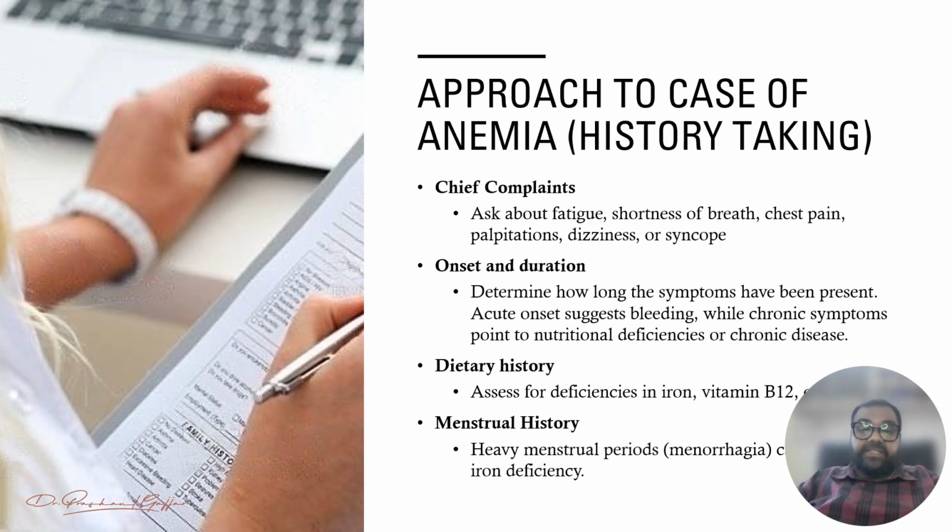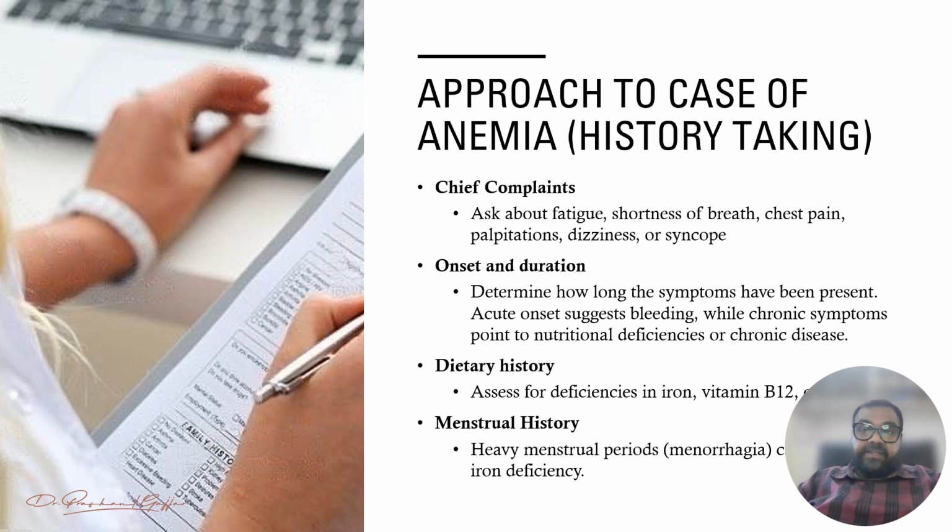So we have to ask about the chief complaint, like fatigue, shortness of breath, chest pain, palpitation, dizziness, or syncope, right? And after that, we have to ask about the onset and the duration. So how long the symptoms have been present: acute onset suggests bleeding, while chronic symptoms point to nutritional deficiency or chronic disease, right? We have to assess the dietary history also for deficiency of iron, B12, and folate, right? We have to ask about the menstrual history also, regarding menorrhagia, heavy menstrual periods, which can cause iron deficiency, right?